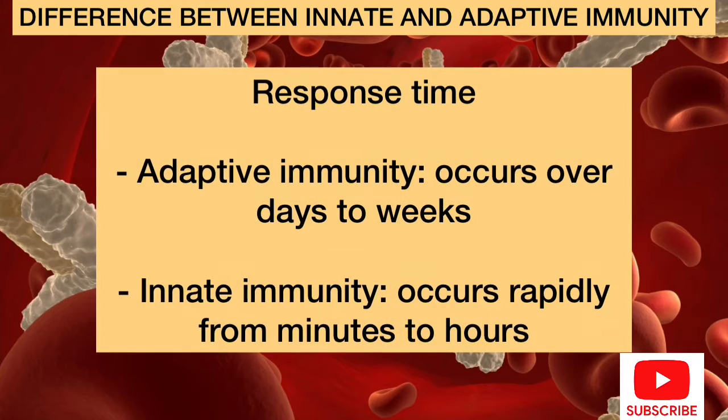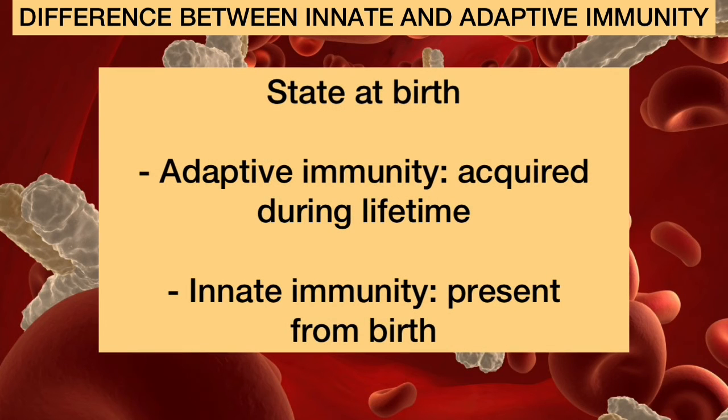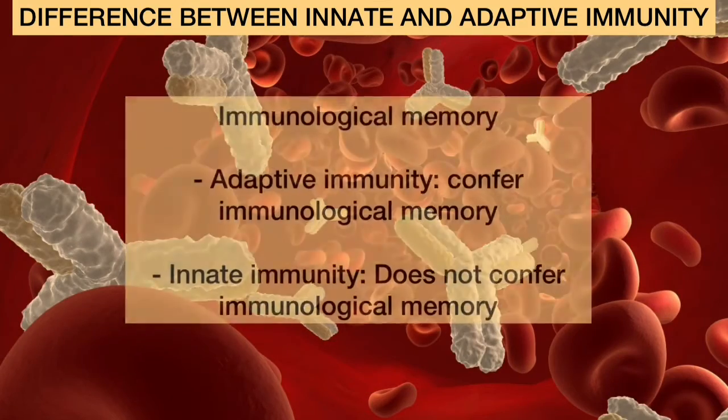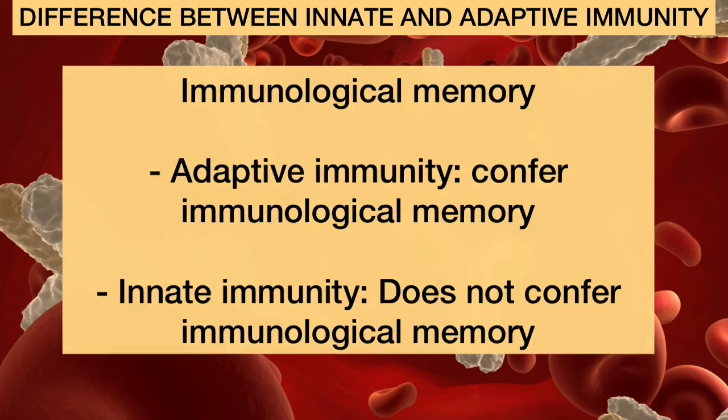The first characteristic we are going to be taking a look at is the response time. The response time of adaptive immunity occurs over days to weeks, whereas that of innate immunity occurs rapidly from minutes to hours. State at birth. Adaptive immunity is acquired during the lifetime of an individual, whereas innate immunity is present from birth. Immunological memory. Adaptive immunity confers immunological memory, whereas innate immunity does not confer immunological memory.